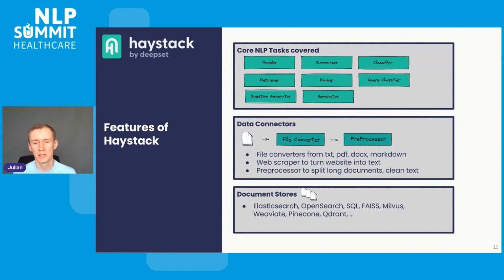And the third component are the document stores. I mentioned Elasticsearch for this demo running here right now, but there are many different document stores supported in Haystack. For example, OpenSearch, SQL document stores, but also FAISS, Milvus, Weaviate, Pinecone, Qdrant, and potentially many more, because it's easy to add a component, even like a custom component, to the existing components we already have.